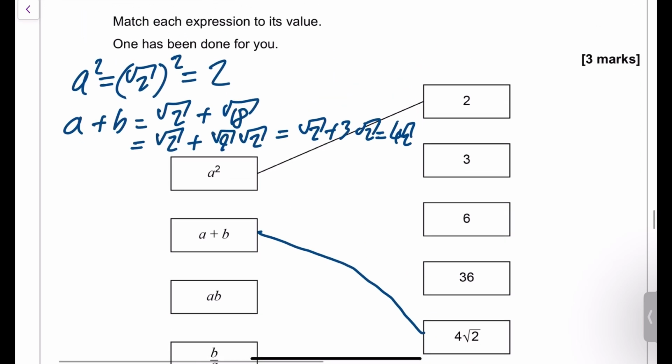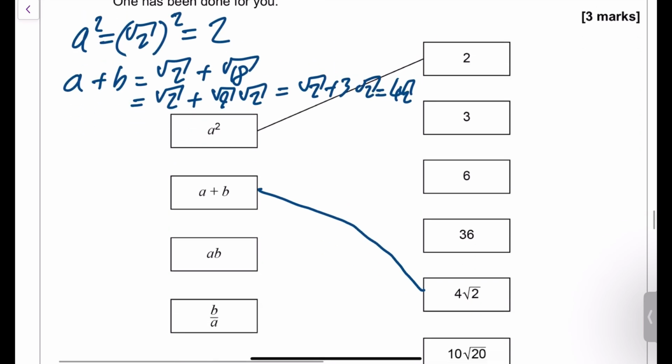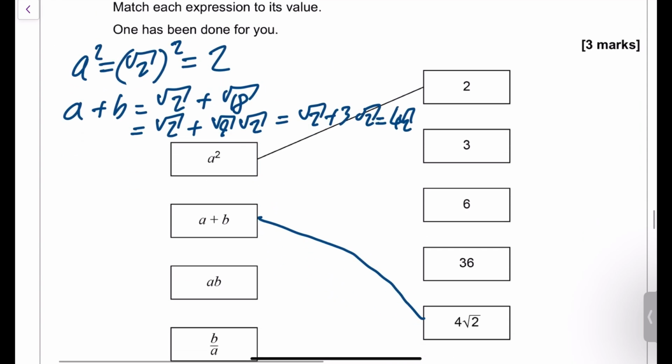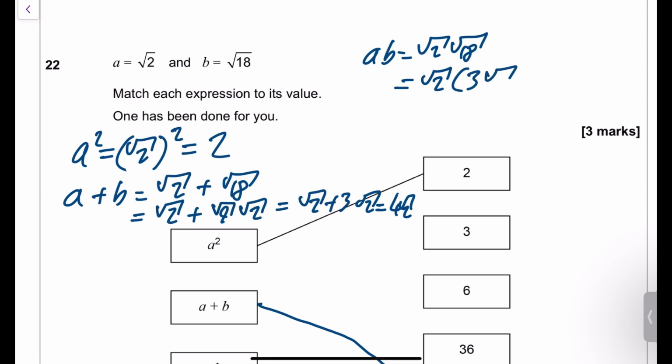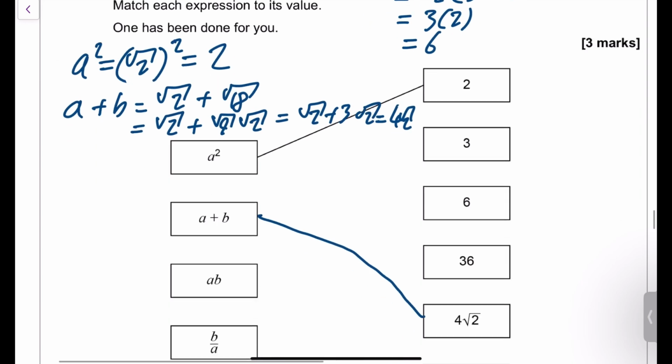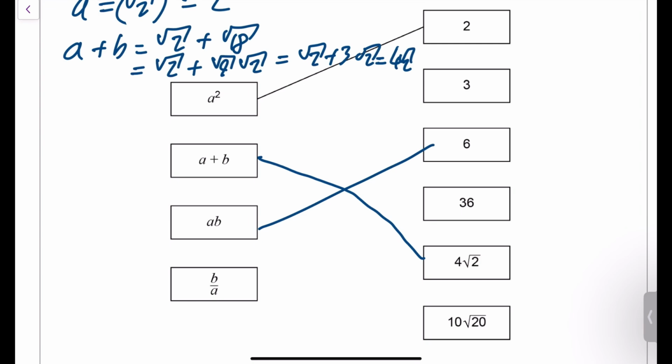It's 4 root 2. We'll get rid of that one. Our a squared was just 2, that was already done for us. The next one was ab. So ab is root 2 times root 18. We've already said that root 18 is the same as 3 root 2. So root 2 times root 2 just gives you 2. So that's 3 times 2, which is 6. So ab is 6.